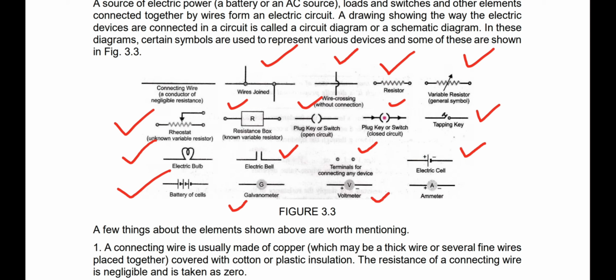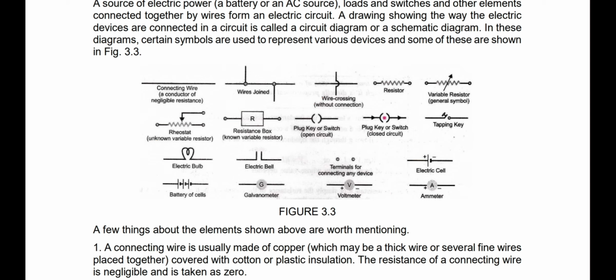This is the symbol of a voltmeter, which is used to measure voltage. This is the symbol of an ammeter, which is a device used to measure the electric current. Now, a few things about the elements shown and their meaning. Let us understand a few terms related to the symbols we have discussed above.